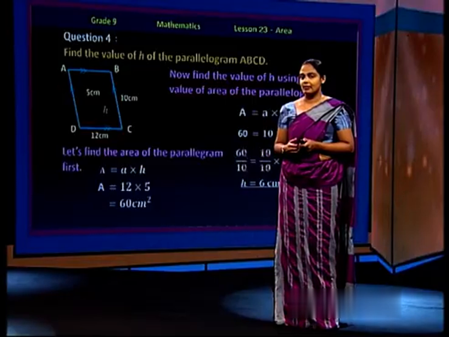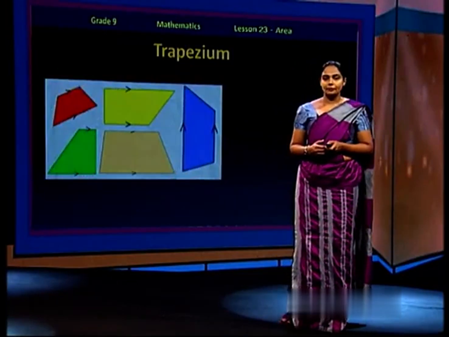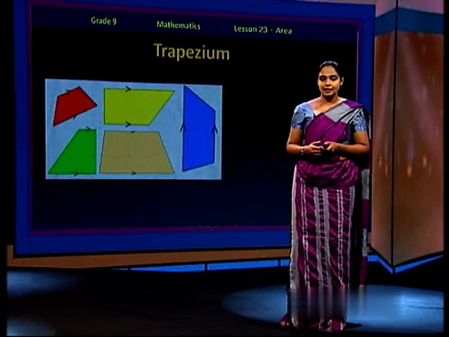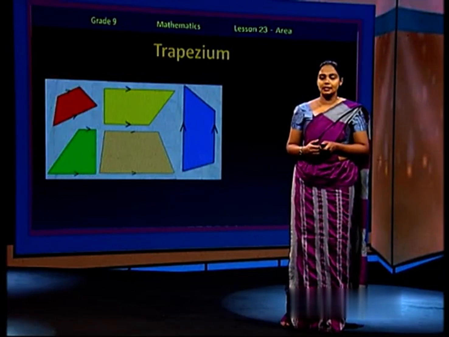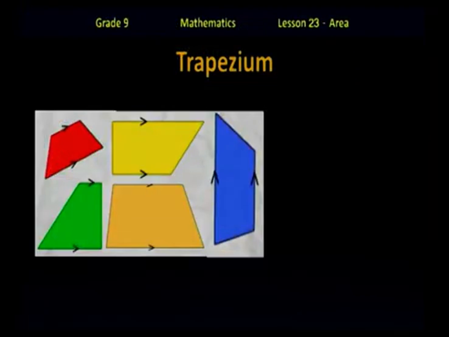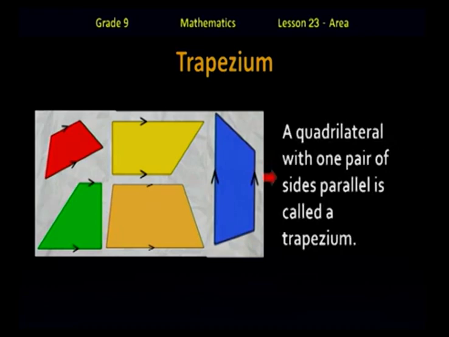How can we find it? Let's find a method. Now look at this one. To find the area of a trapezium, first of all you should identify a trapezium. What is the main feature of a trapezium? There is a pair of parallel lines. It is the only feature you can identify in a trapezium. There is a pair of parallel sides. A trapezium is a quadrilateral. A quadrilateral with one pair of sides parallel is called a trapezium.